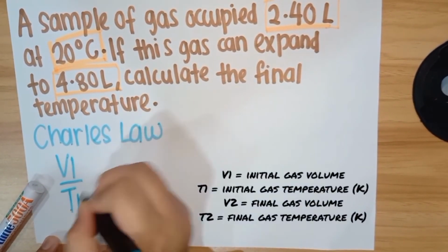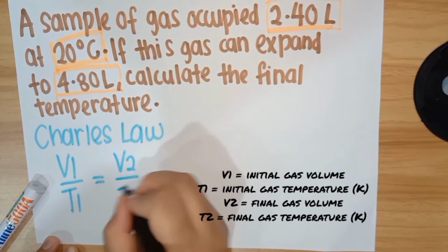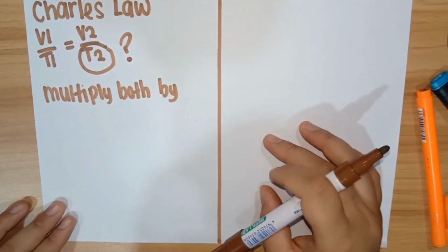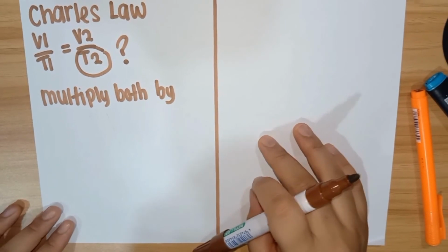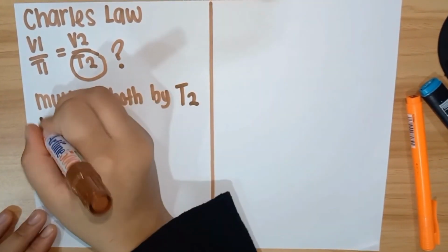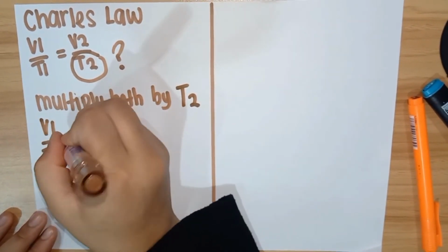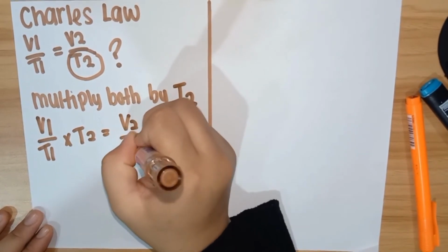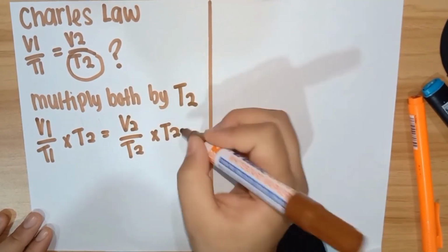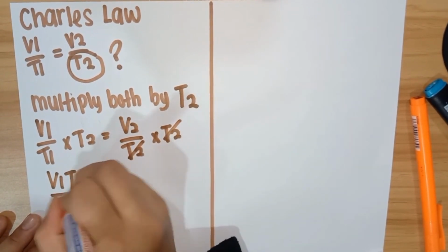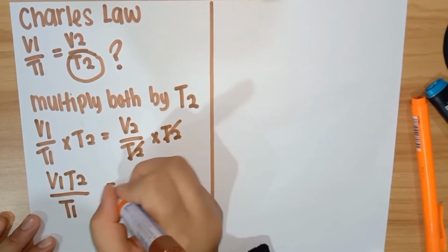V1 over T1 equal to V2 over T2. From the equation, we need to make T2 the subject. So first, we need to multiply both sides by T2. Now we can cancel out the T2 on the right hand side, so we get V1 T2 over T1 equal to V2.